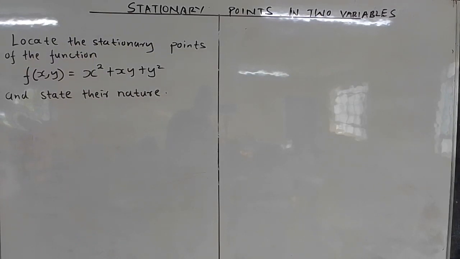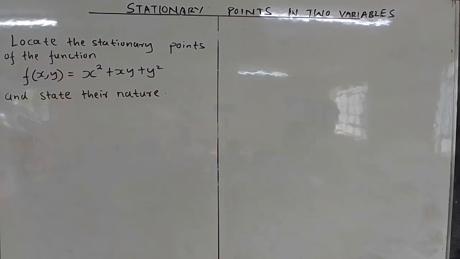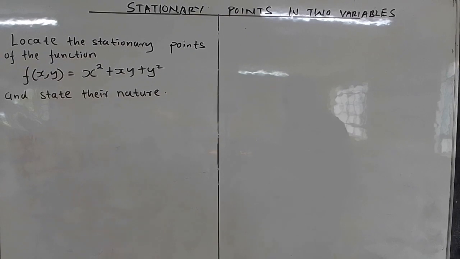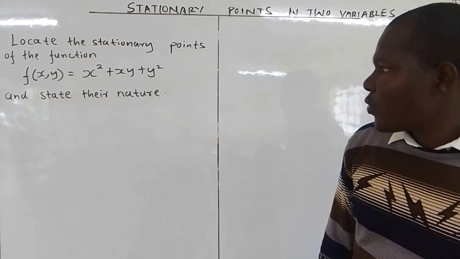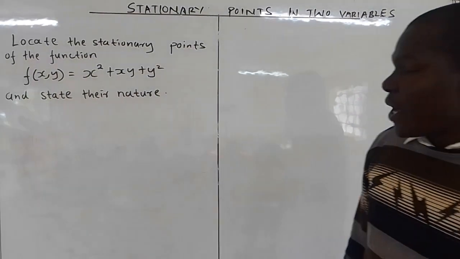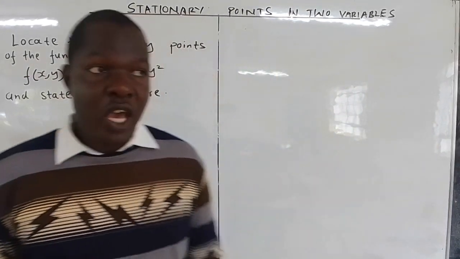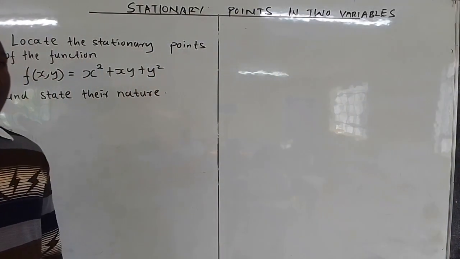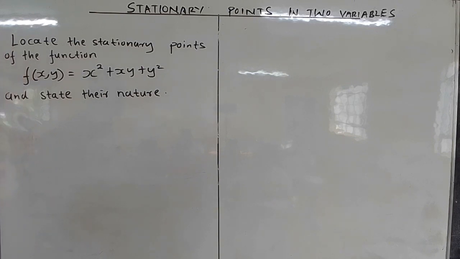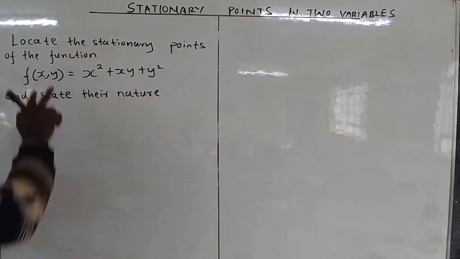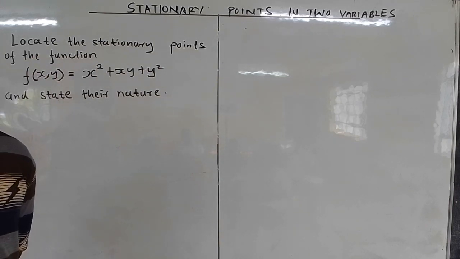Now in this next example, you'll be told to locate the stationary points of the function f(x, y) equal to x squared plus xy plus y squared, and state their nature. To locate a stationary point and state the nature, you have to get all the 6 partial derivatives. When we have 2 variables, we end up with the 6 partial derivatives.